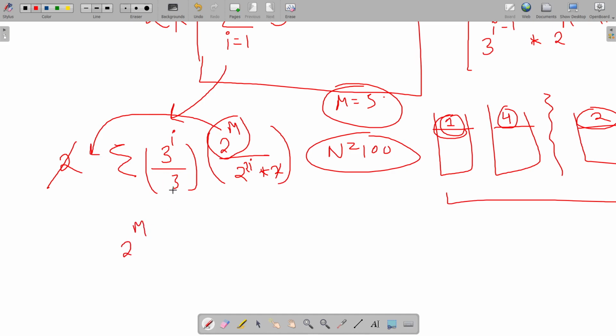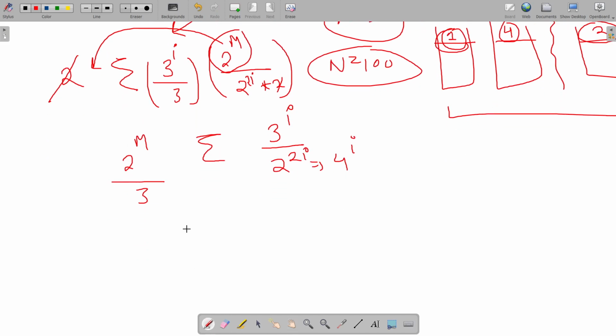2 to the power m, this 3 also we can take outside, and this would be summation 3 to the power I upon 2 to the power 2i, and 2 to the power 2i can be written as 4 to the power I, basically 2 square to the power I. Okay, so this summation can then be reduced to 2 to the power m upon 3 summation 3 by 4 to the power I.